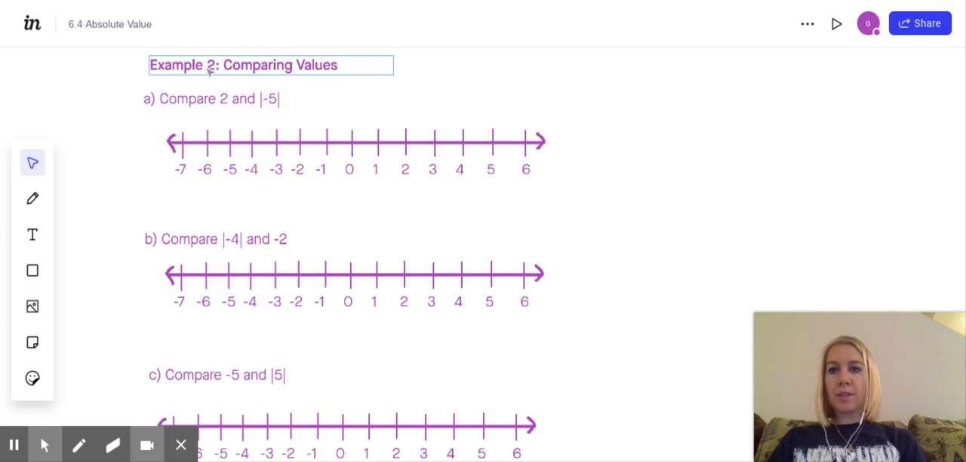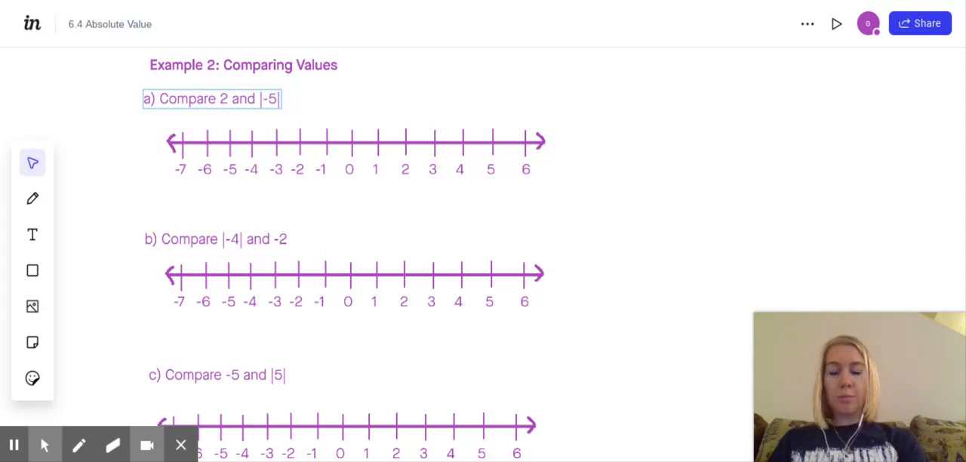All right, let's go over example 2, which is comparing values. This is part of chapter 6, section 4, absolute value. Problem A says to compare 2 and the absolute value of -5. Remember that these lines around -5 mean the absolute value, and absolute value means the distance from 0.